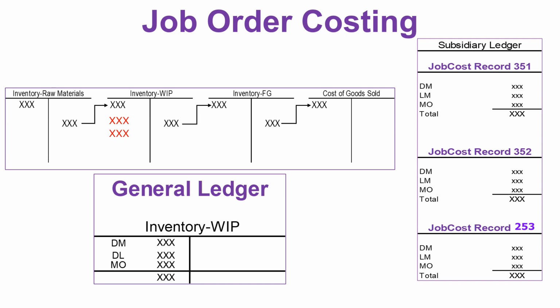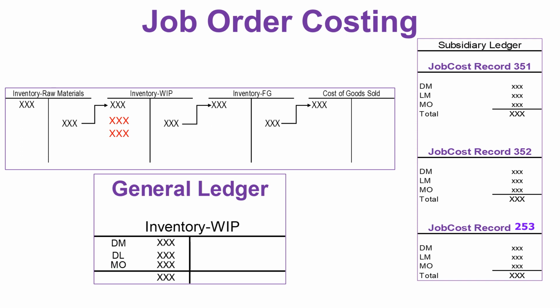And if we look at a T account here that we might find in our general ledger under work in process inventory, you're going to see that we're going to be accumulating on the debit side of this account the direct material costs and the direct labor costs and all the manufacturing overhead costs associated with jobs of manufacturing our product that are in progress.